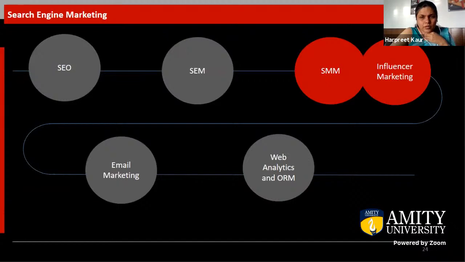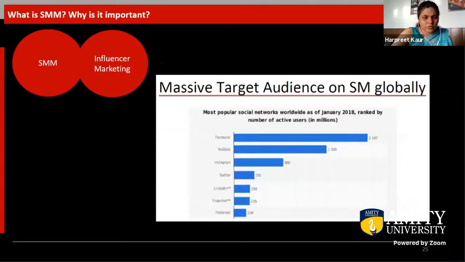The third important pillar is SMM. So let us look at how data analytics can help there. Now, SMM or the social media, these are the most popular social media channels. If you look, Facebook is extremely popular. These are ranked by number of active users in millions. Then we have YouTube, Instagram, and Twitter.